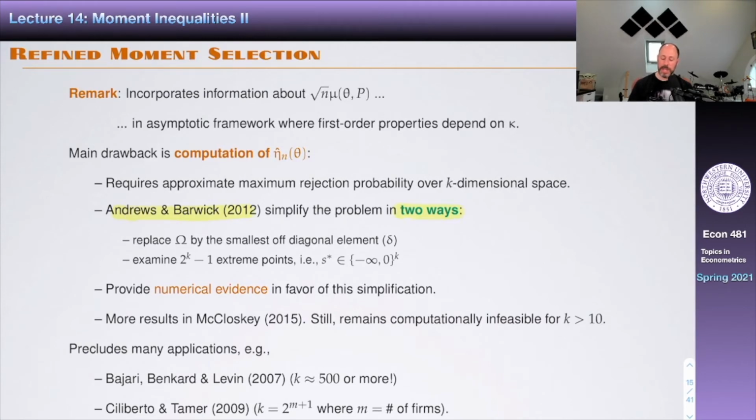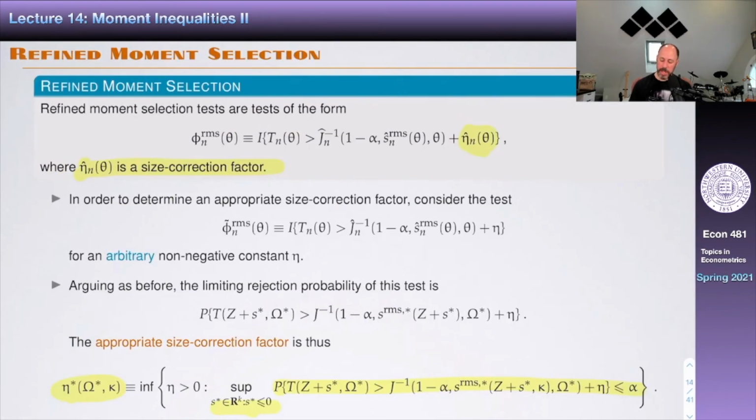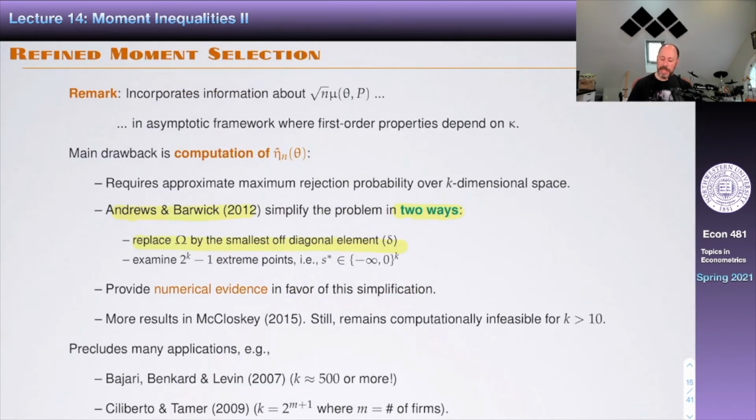So what they did, and this was the paper by Andrews and Barwick, they simplified the problem in two ways. They said let's ignore the correlation matrix of the moments. That's too difficult. If you look at these expressions, they depend on the correlation matrix, so you have to compute for all possible correlation structures of the moment inequalities. Let's simplify that. Let's just look at the smallest off-diagonal element that they call delta. So we went from a k by k correlation matrix to a scalar.